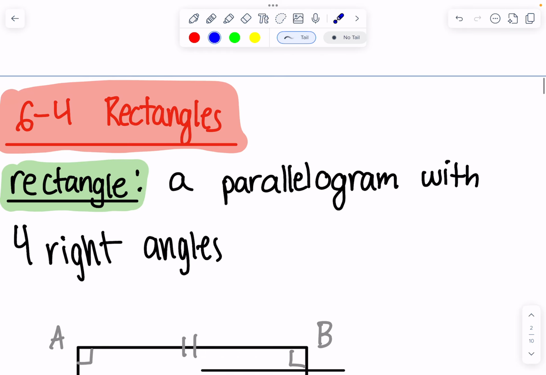So 6-4 rectangles. Go ahead and get your notes ready. You can pause if you need a moment. All right, sounds good. Thank you for pausing and unpausing. And we're going to begin with rectangles.